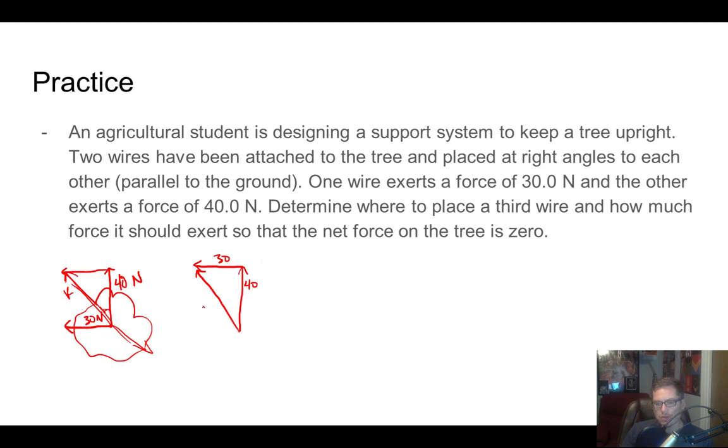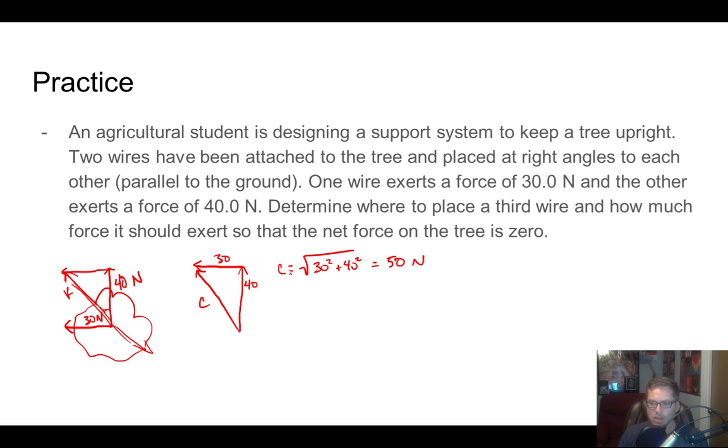So we need to come up with the value. Now it's just simple vector math now that we've set it up. So we've got to find this value. So C is going to be equal to the square root of 30 squared plus 40 squared. Well, 30 squared is 900, 40 squared is 1,600, so that's 2,500. So C is equal to 50 newtons. All right, so our hypotenuse is equal to 50.